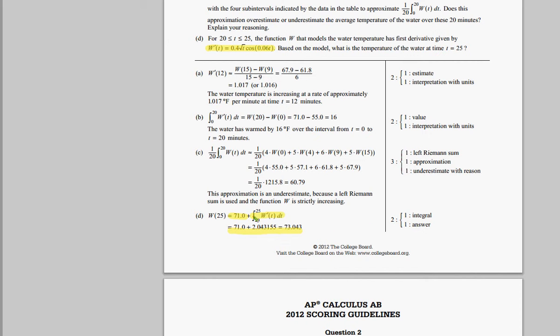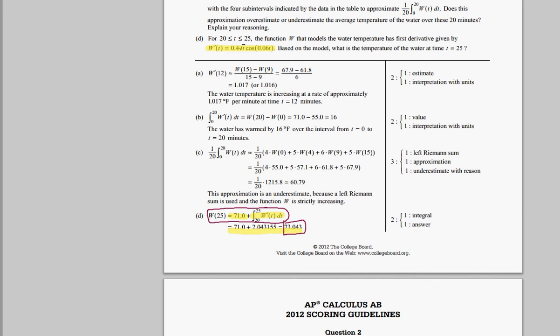You get the point for just having the correct integral set up, this value right here. And then you also get a point for the correct answer. That's a 2-pointer. So that was question number 1.